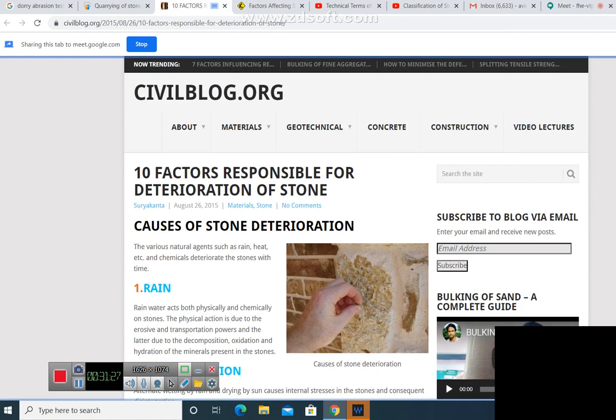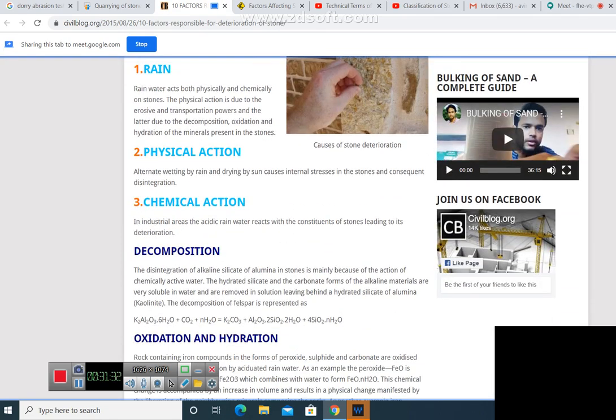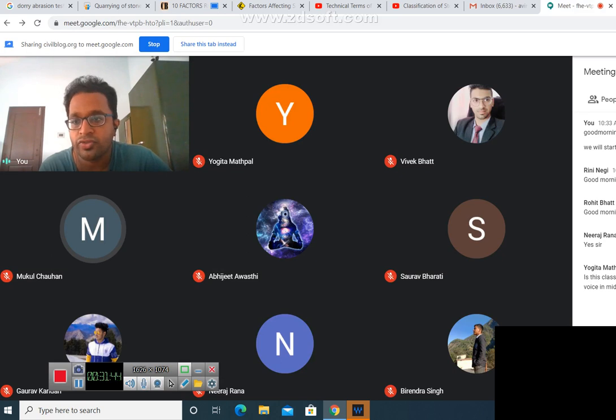Factors responsible. The most important factor responsible for the deterioration of stone is rainwater. So, the action of rainwater on stone can be both physical as well as chemical. Physical action means water is having erosive power. When I was discussing the geological classification of stones, do you remember the geological classification?